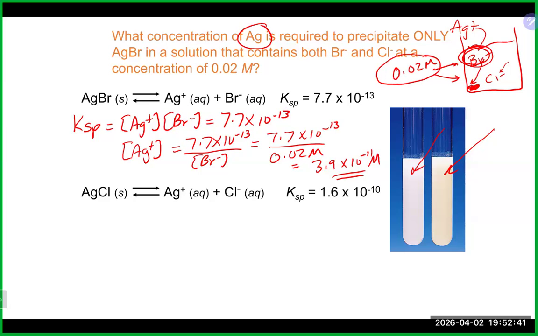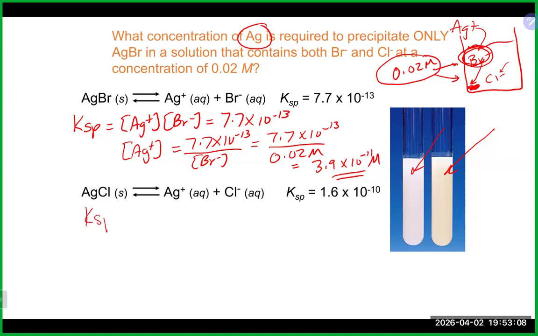And you can't really go, well, I think this little guy, silver chloride, is a white solid. I think this is silver bromide. There's going to be no way for you to really know which one is which. Now, by doing this sort of selective precipitation, I know that as soon as I hit 3.9 times 10 to the minus 11, that is the minimum amount of silver I need to start to see the bromide come out of solution. So let's take a look at silver chloride and do the same thing.